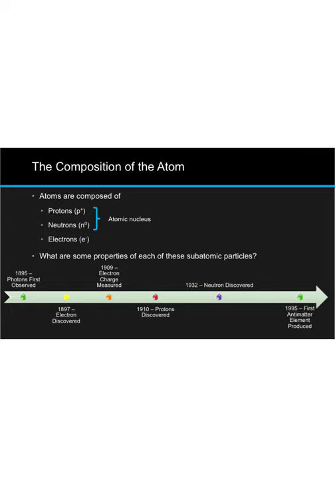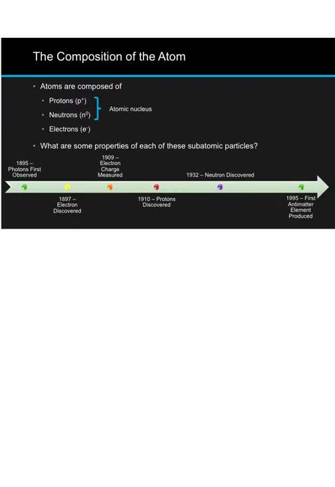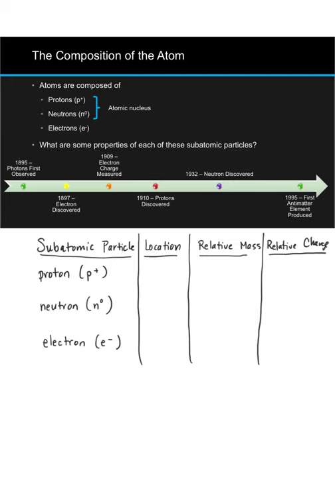We're going to talk about the fundamental physical properties of these subatomic particles. So we're going to come up with a table that lists a subatomic particle, its relative charge, and its relative mass. So here's our table. We've got protons, or P plus for shorthand, neutrons, or N0, and electrons, or E minus.